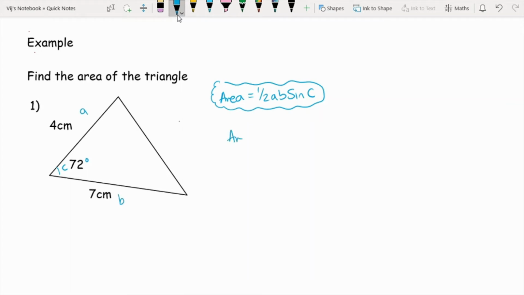From this, I'm going to substitute it into the formula. So I've got a half times 7 times 4 times sine of 72, and if I put that into my calculator, I get the answer of 13.31 centimetres squared, so not forgetting the units, and I'm also going to write down to what degree I've rounded it.